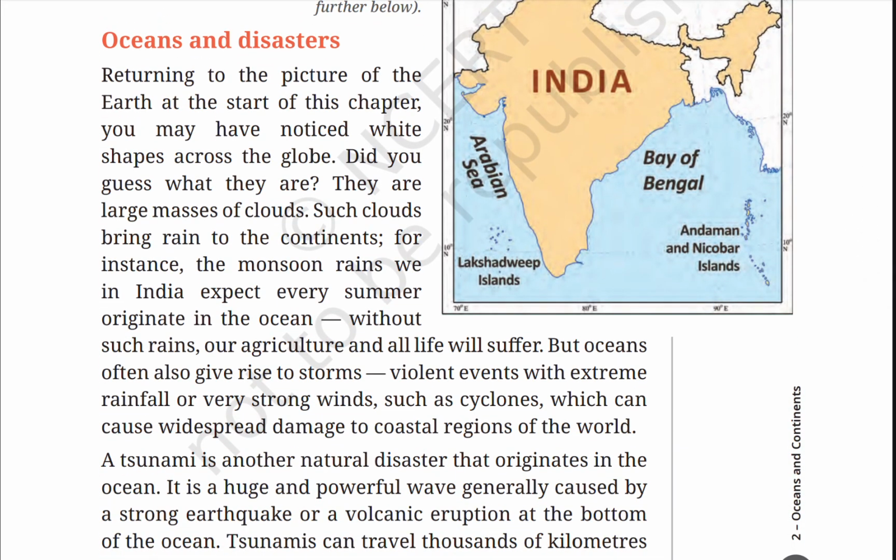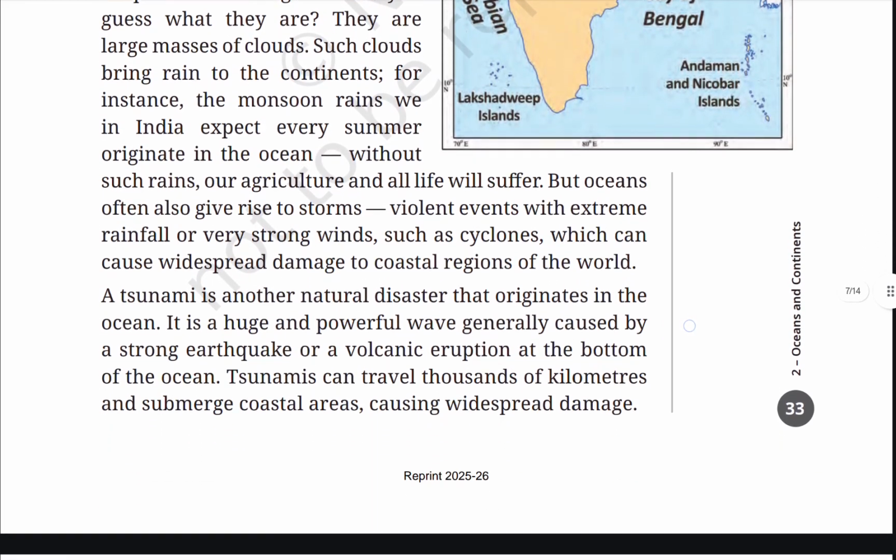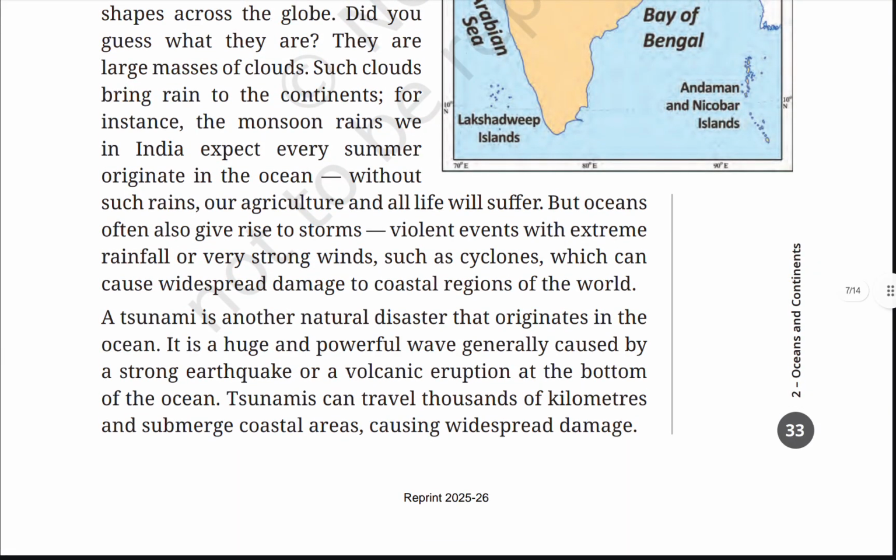Oceans and disasters. Returning to the picture of the earth at the start of this chapter, you may have noticed white shapes across the globe. Did you guess what they are? They are large masses of clouds. Such clouds bring rain to the continent. For instance, the monsoon rains we in India expect every summer originate in the ocean. Without such rains, our agriculture and all life will suffer.